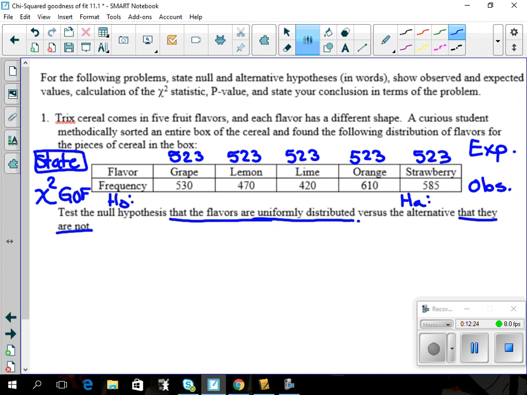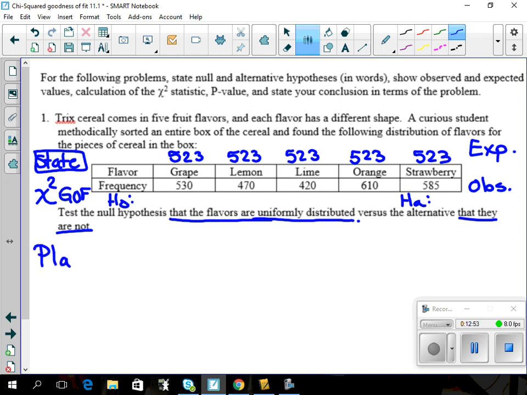In a chi-squared test of goodness of fit, the null hypothesis is always either uniformly distributed or it matches what was given to us. It's one or the other. Our sample distribution matches what they claim it to be, the percentages all match, or it's uniform. And then the alternative is always, nope, they lied. Always, which is kind of nice. I like to say always. It doesn't happen very often.